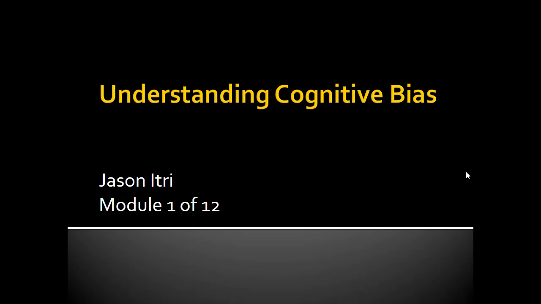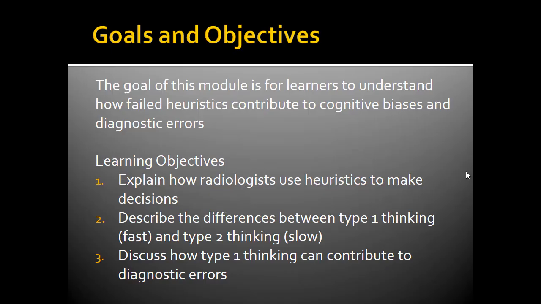Welcome to the first module in this session, Understanding Cognitive Bias. The goal of this module is for learners to understand how failed heuristics contribute to cognitive biases and diagnostic errors. The learning objectives are to explain how radiologists use heuristics to make decisions, describe the differences between type 1 thinking and type 2 thinking, and discuss how type 1 thinking can contribute to diagnostic errors.